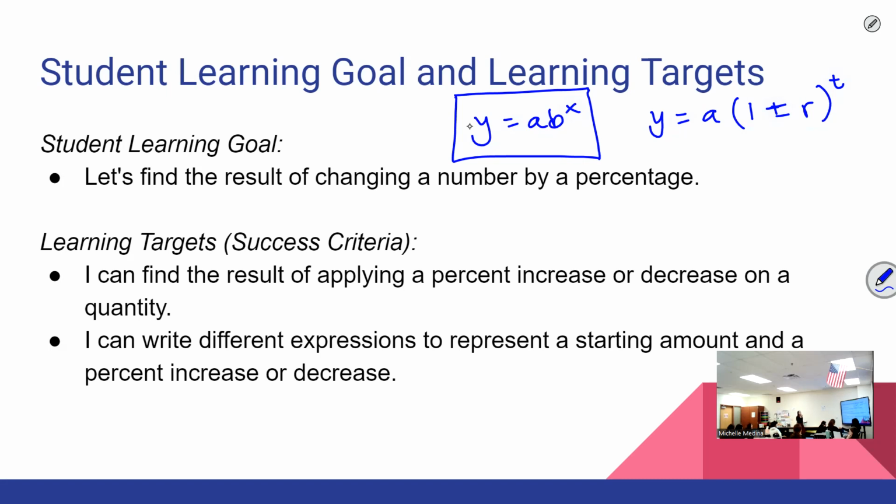And then B is just 2 if it's doubling, 3 if it's tripling, whatever. This one is better if you have a percentage that is increasing by 25% each year, decreasing by 3% each year. The A still means the same thing, initial amount. What does the R stand for?